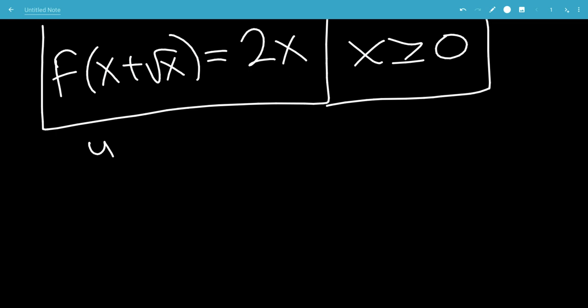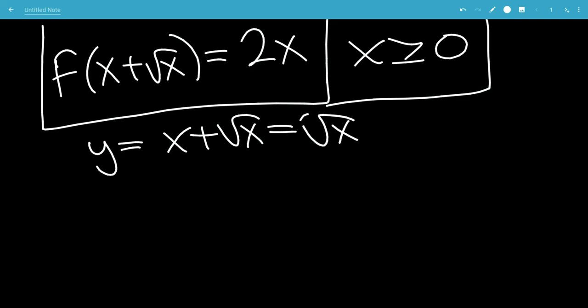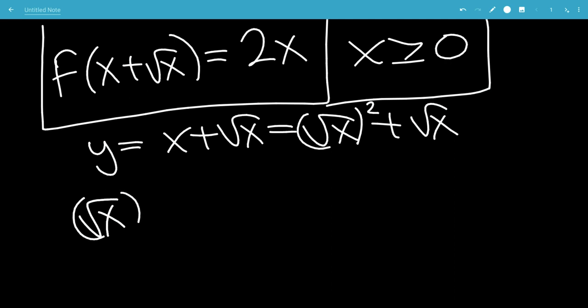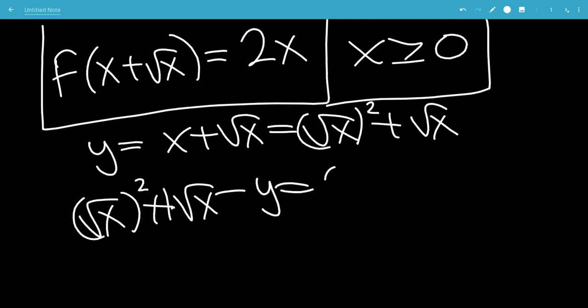So let's let y be the inside of this f, so that'll be x plus the square root of x. We're going to write it as square root of x quantity squared plus square root of x. We're going to solve for square root of x. So we get square root of x quantity squared plus 1 times square root of x minus y equals 0.